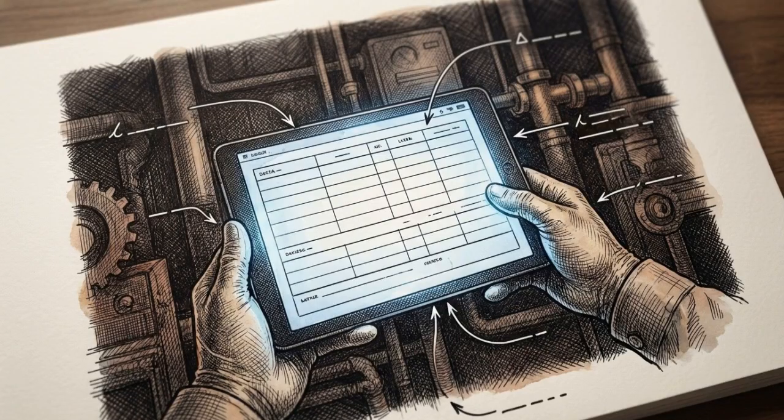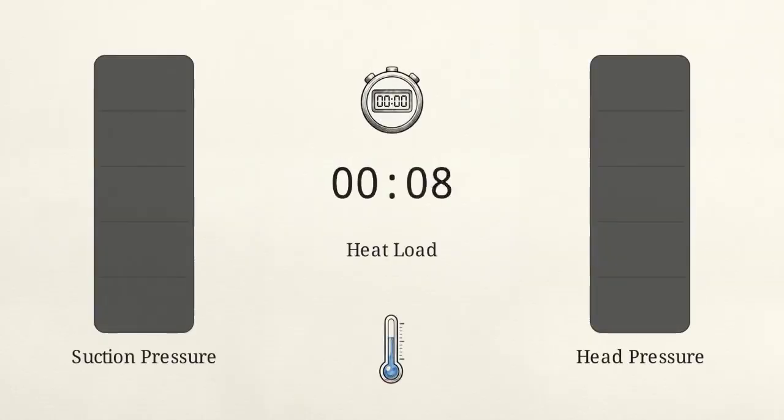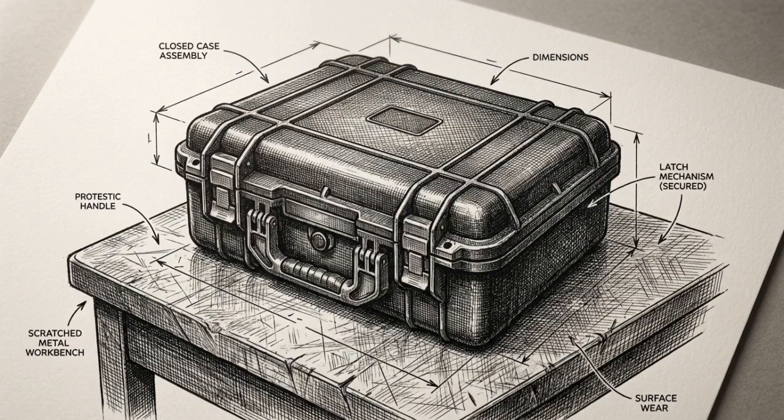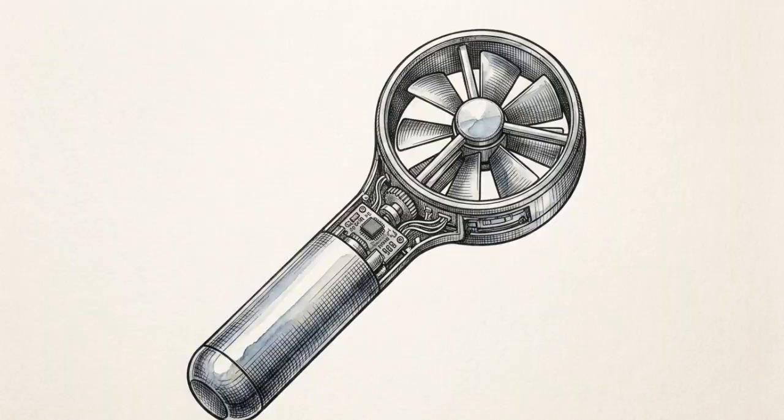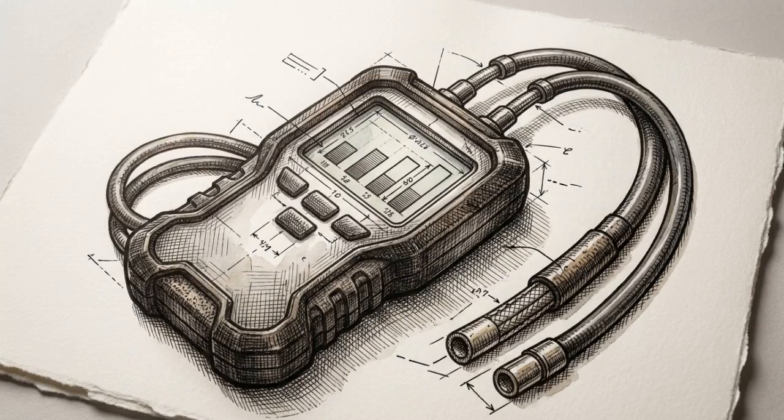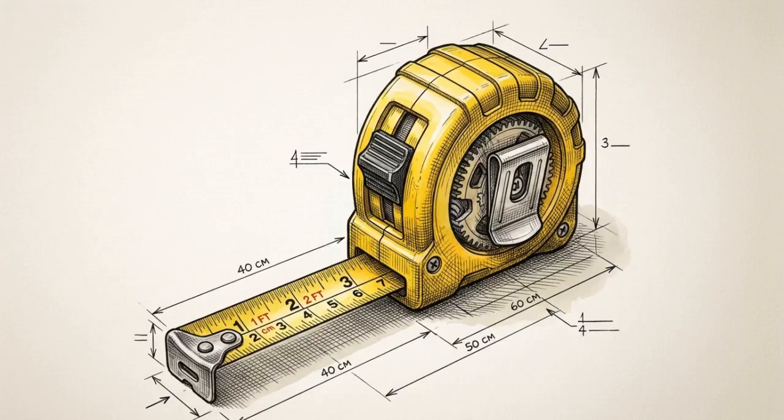To prove this, you need accurate data. The strict prerequisite for testing is that the system must run under a heat load for at least 15 minutes. This gives the gases time to equalize, so your baseline numbers are reliable. Once stabilized, you need 4 specific physical tools to make an accurate diagnosis: your standard gauge set, an anemometer for airspeed, a manometer for static pressure, and a tape measure.